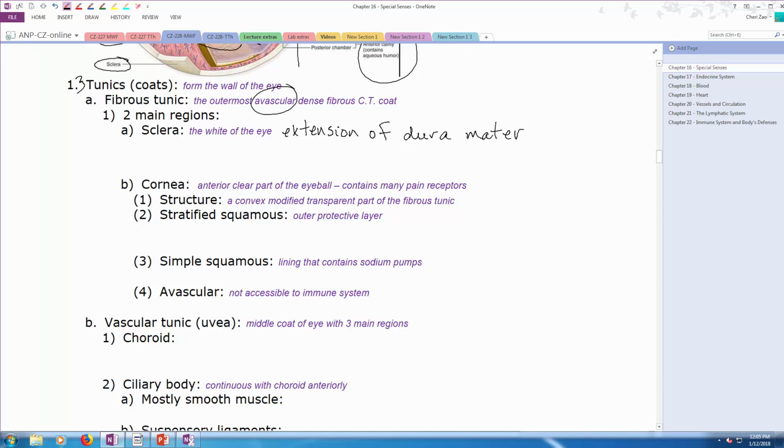It is the toughest part of the eye, as you probably appreciated when you were trying to cut into the globe and dissect it out. It also covers the optic nerve. Since it's an extension of the dura mater, we'll say it covers over here, the optic nerve. And it protects and maintains the shape of the eye.